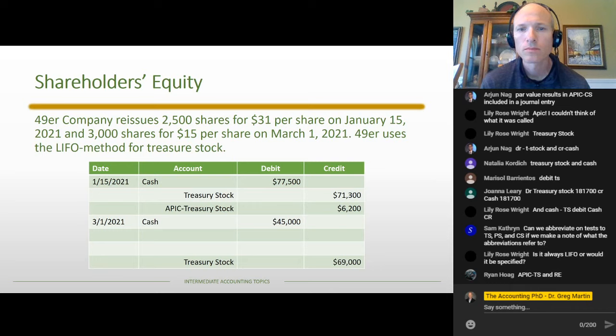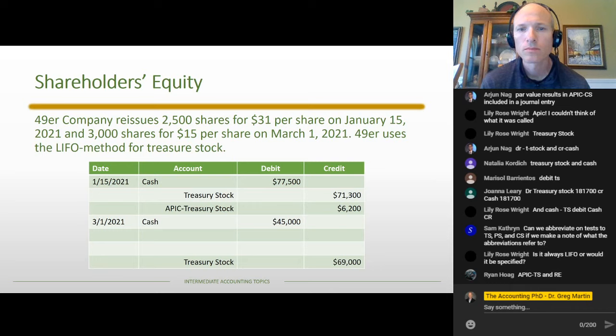And if you remember, just sort of as a concept, on the 115, on the January 15th, so Ryan says APIC for 6,200 and retained earnings for the rest. Yep, Lily got it as well. If you remember, the concept behind this is whenever the cash that you receive is more than the treasury stock amount, then that's thought of as a contribution. Essentially, you're having this transaction with your owners, and at the end of the day, they made a contribution to you. Yes, Natalia. Yep, good job, Natalia.